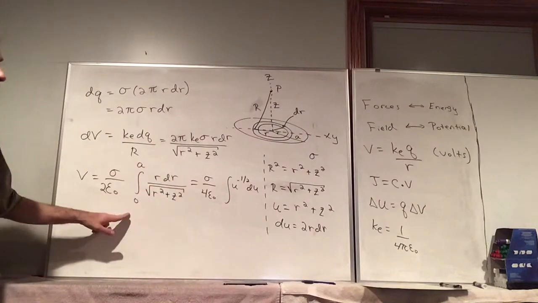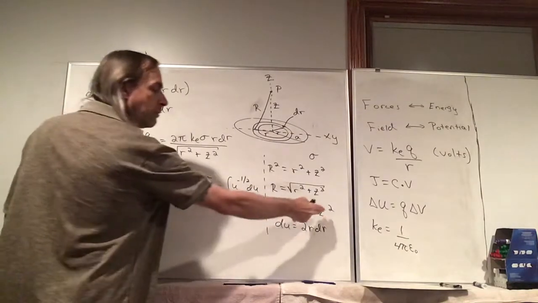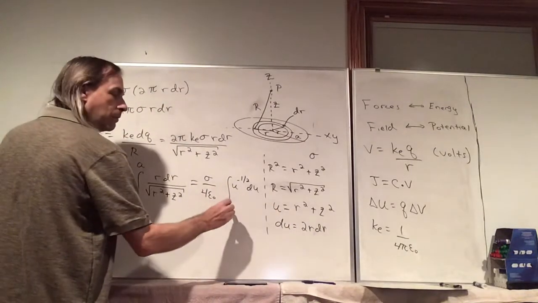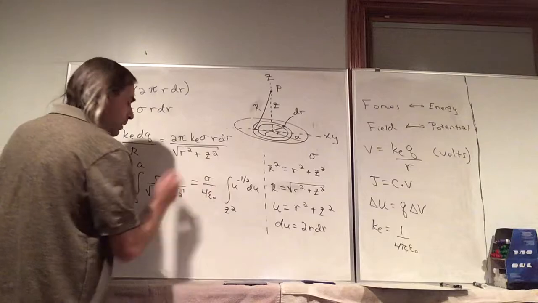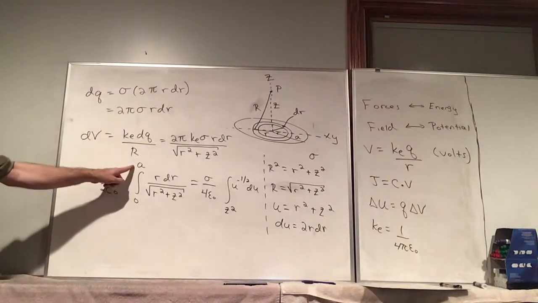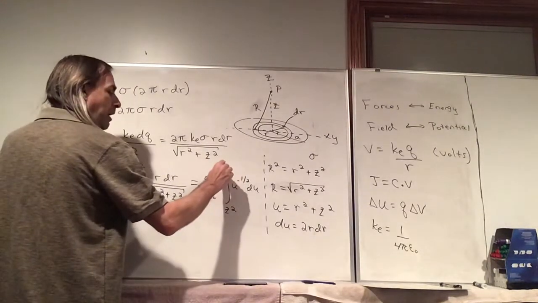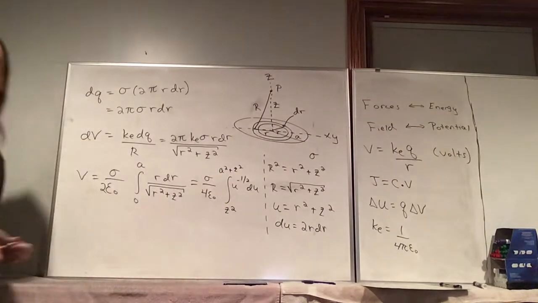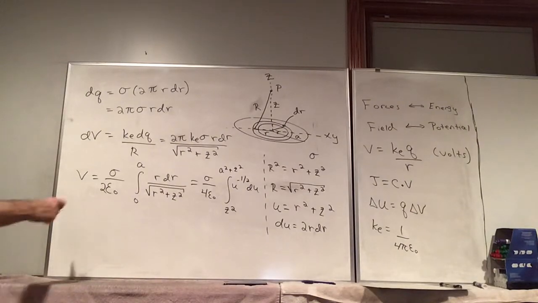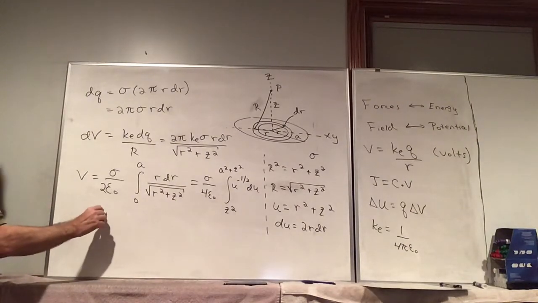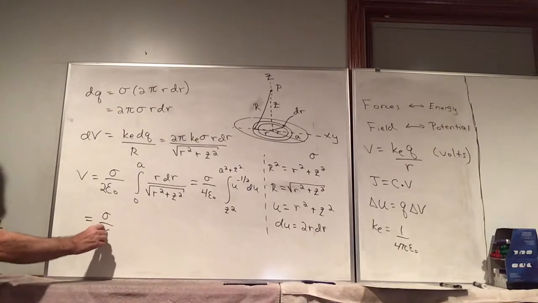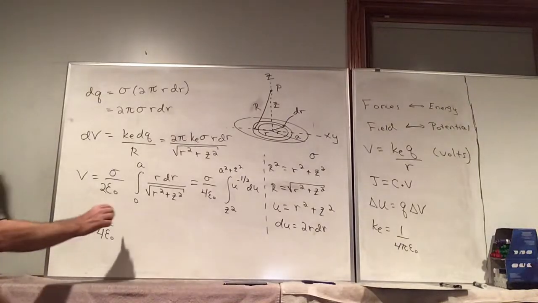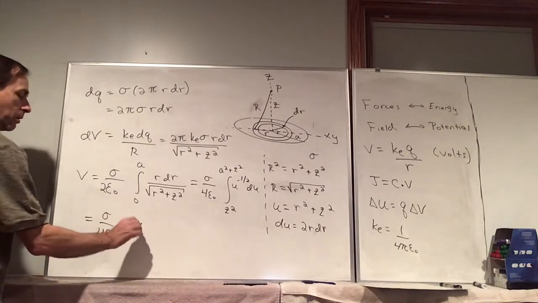If r is 0, then u is z squared. And if r equals a, then we have a squared plus z squared for our upper limit. So now let's do the integral. We have sigma over 4 epsilon naught. The integral of u to the minus 1/2 is 2 u to the 1/2.